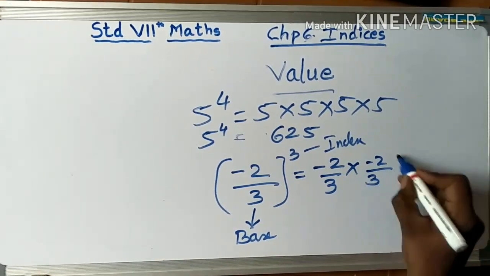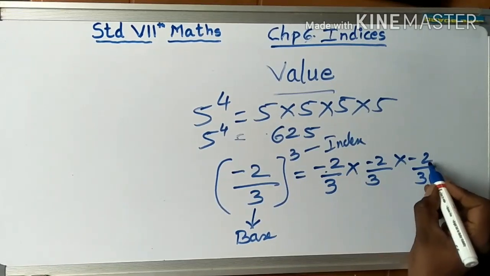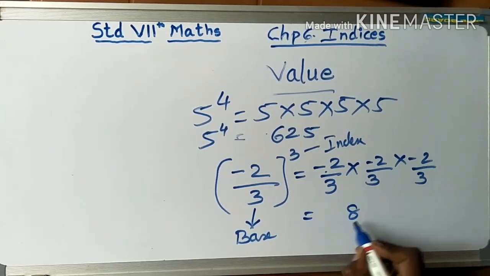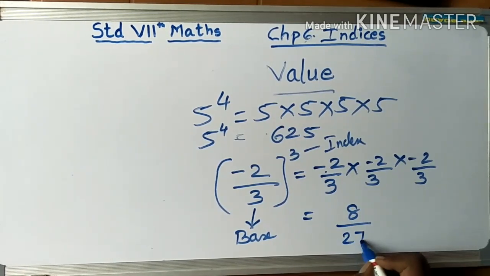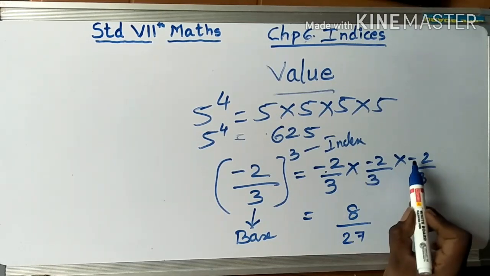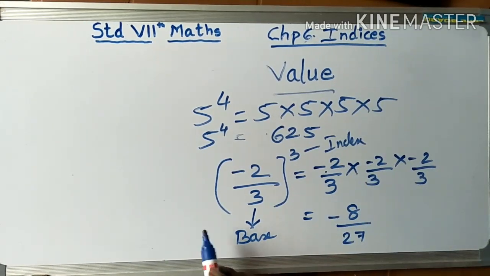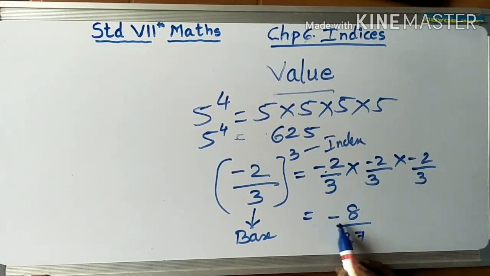So you get, 2 twos are 4, 4 twos are 8. So I'll write 8 upon 3 3s are 9, 9 3s are 27. But see the sign: minus into minus is plus, plus into minus is minus. Now the value for minus 2 upon 3 the whole cube is minus 8 upon 27.